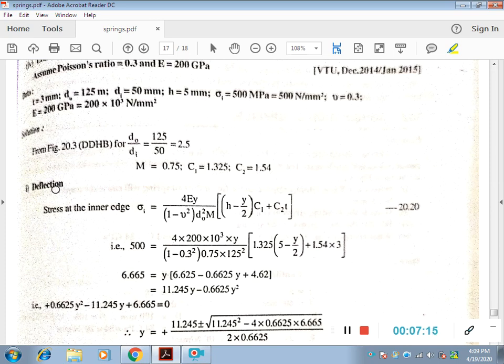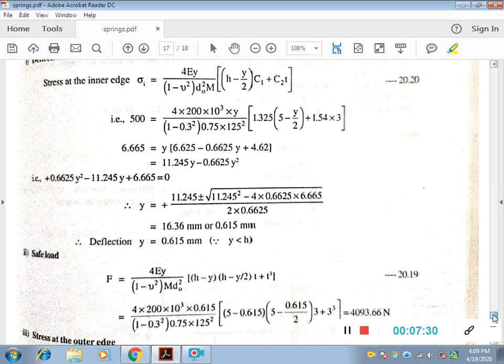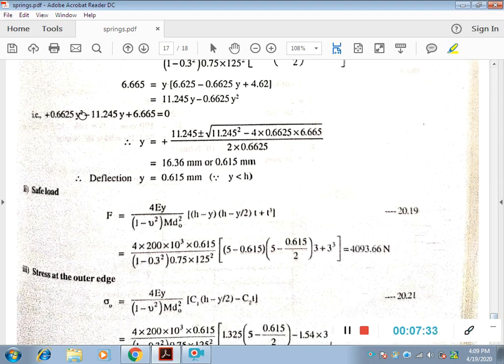Now write the first as asked, deflection. Use the stress at the inner edge. Write the formula 20.20. Put all the data. Here only y is unknown. You will get the equation in terms of a quadratic equation. Solve that quadratic equation, y equal to this much. Similarly, for shape load, use equation 20.19. Put all the data in this equation and find the value of F.